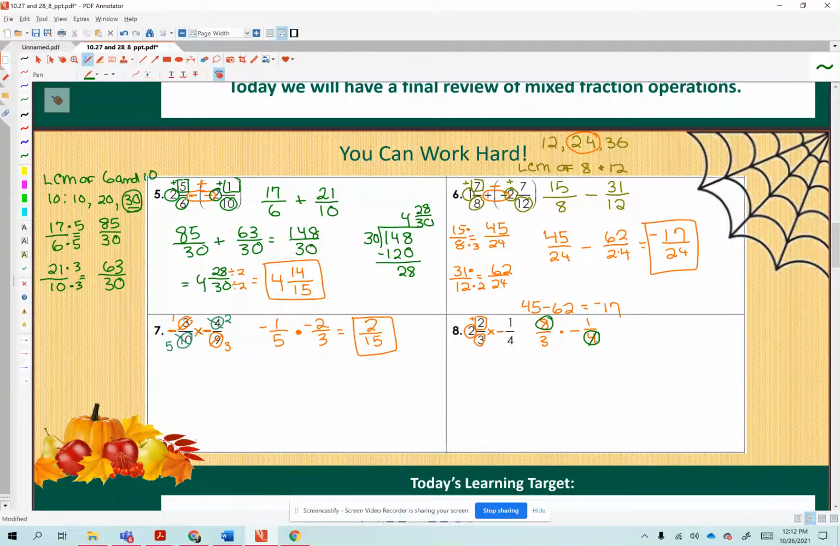So if I divide 4 by 4, I get 1. If I divide 8 by 4, I get 2. So now I can rewrite this problem as 2/3 times negative 1/4. And when I multiply 2 times that negative 1, I have negative 2. 3 times 4 is 12. Now I'm not finished yet because I see that I can simplify my answer even further. Oh, you know what? I made a mistake. Let's fix that.